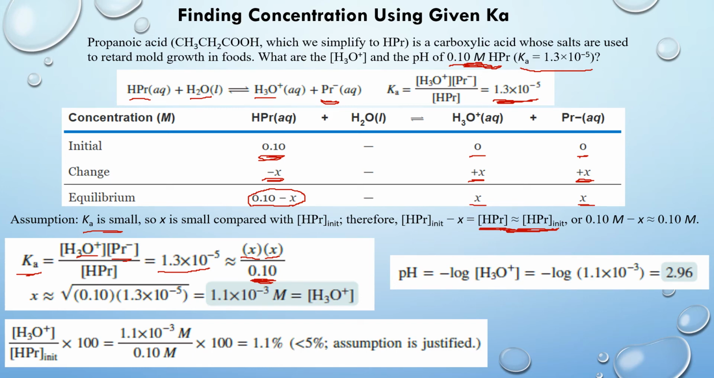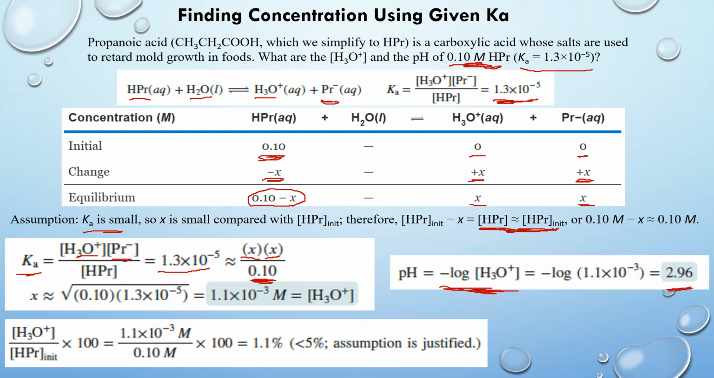By making this assumption, you can see my math becomes much easier. So I can solve for x, and x is 1.1 times 10 to the negative 3 molar. And then I can find the pH, which is the negative log of the concentration of the proton, so the pH is going to be equal to 2.96.